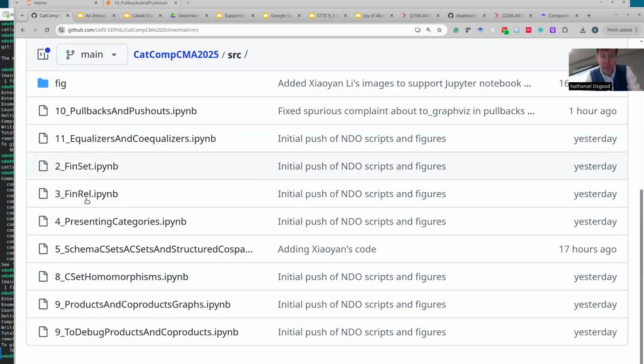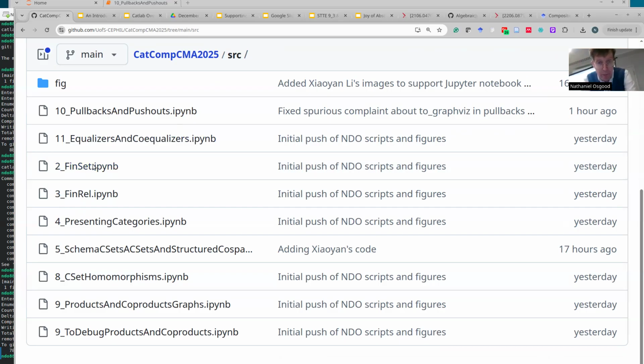So if you'd like to git clone this repo, again, if anyone has trouble reaching the repo, Xiaoyan is here, she can get you pointed. So just raise your hand if anyone needs help. But by cloning this repo, you should be able to get access to these scripts, or you can go to it through the GitHub web interface and download them. So I'm going to start with FinSet, 2_FinSet. Okay.